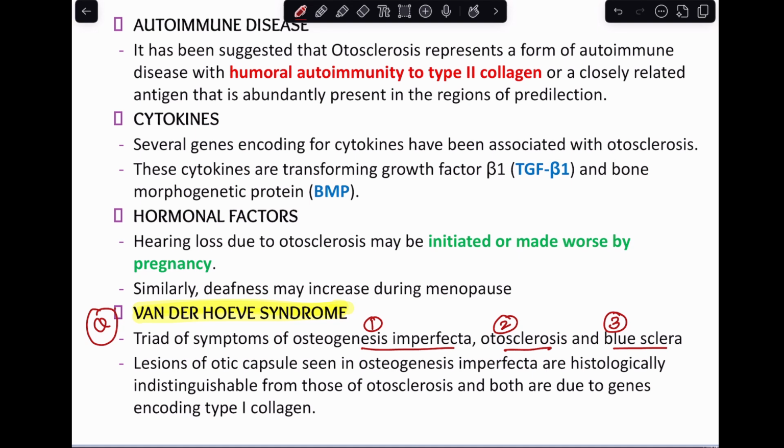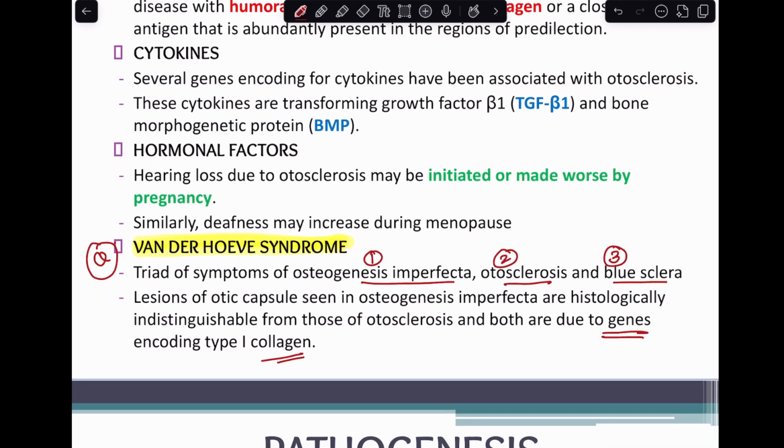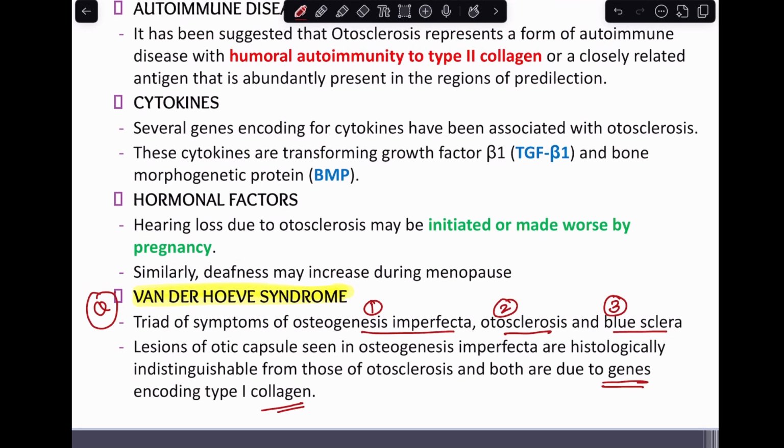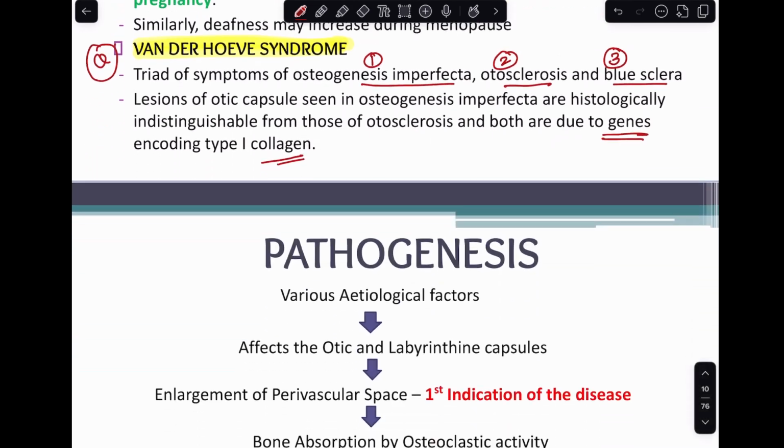Here, the lesions of the otic capsule, which are seen in osteogenesis imperfecta, are histologically indistinguishable from those of otosclerosis, and both of them are happening because of genes encoding type 1 collagen. So that's about all of the etiological factors that could be possibly involved in causing otosclerosis. Now let's try to understand what is the pathogenesis of this disease.